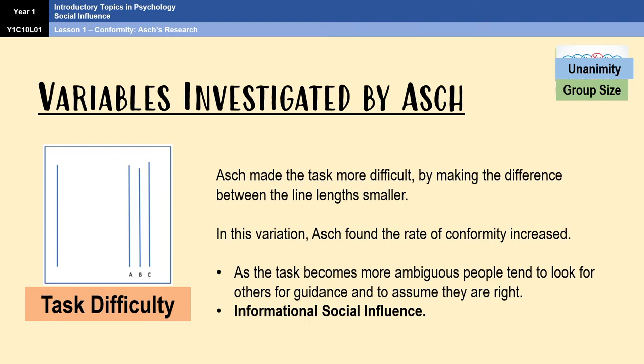Okay, and that suggests that as tasks become more ambiguous or harder to work out what the correct answer is, people tend to look to others for guidance, and they also tend to assume that other people are right and they themselves are wrong. Okay, this is known as informational social influence, and that is something that's going to be covered in the next video.